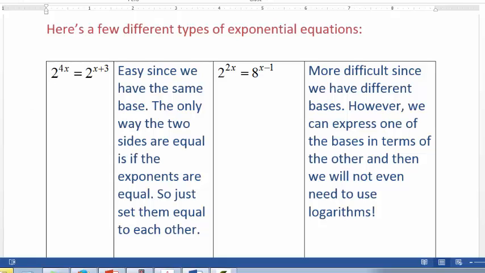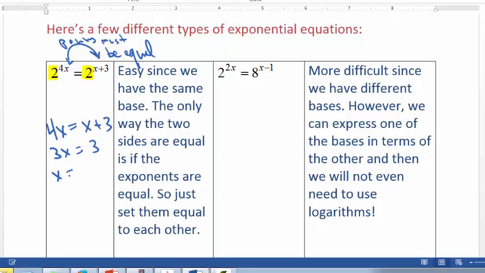Because if you just think about what the first one here on the left is saying, it's saying that 2 to one power is the same as 2 to another power. So the only way this is going to happen is if these two powers are equal, right? They must be equal if these two expressions are equal. So all I really have to do here is just set the two powers equal to each other. So I could just say, all right, well, 4x equals x plus 3, and then just solve normally, right? Subtract x, so you'd have 3x equals 3, divide by 3, so you'd have x equals 1. So it's actually very simple because you don't even necessarily need to use logs.